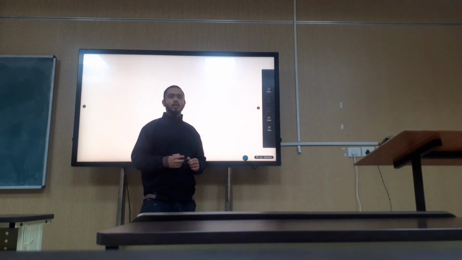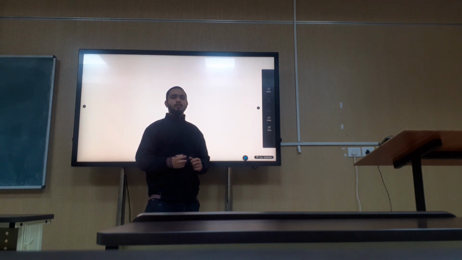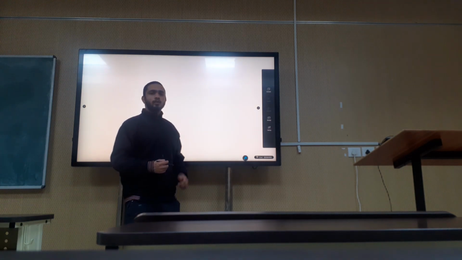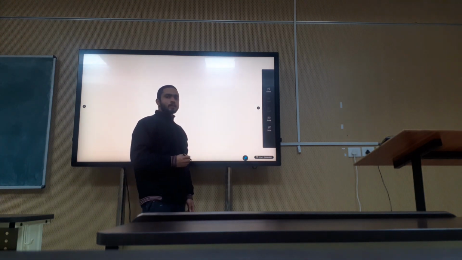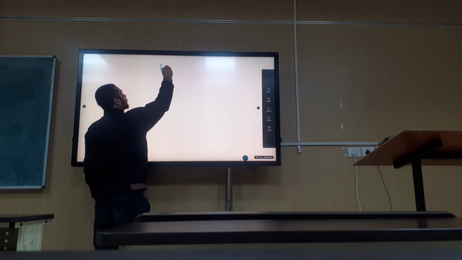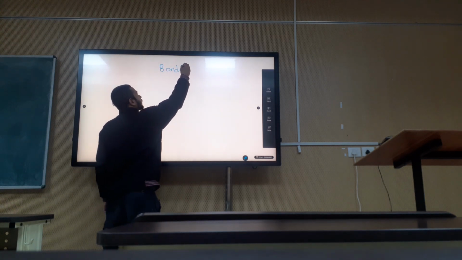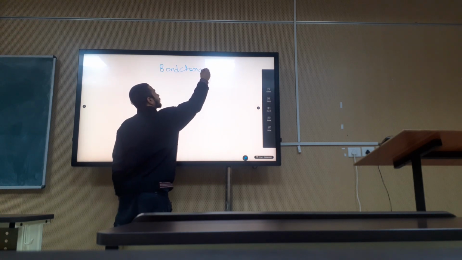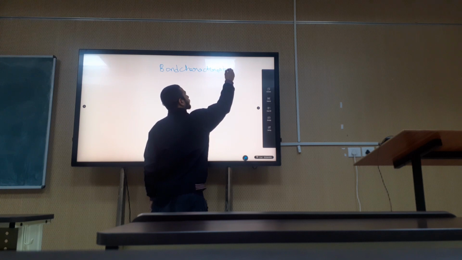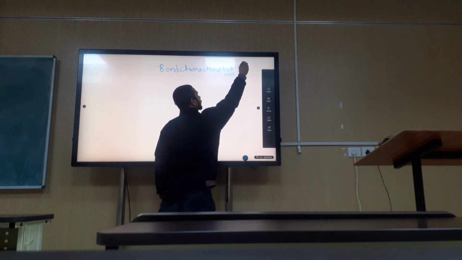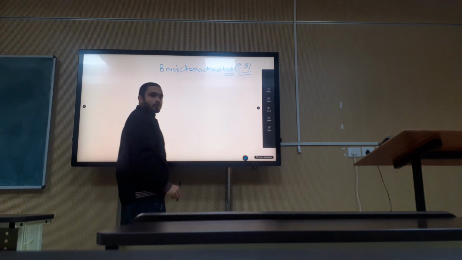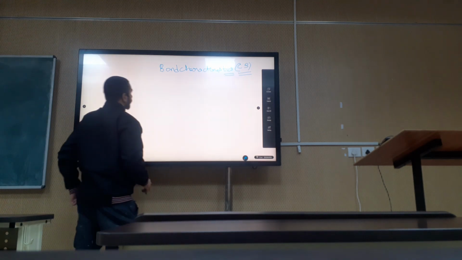Today in the chemical bonding section we will be seeing some of the bond characteristics which are involved in the chemical bonding between the atoms in a particular compound. So what are the different types of bond characteristics that are involved in this chemical bonding topic? Okay, so we will see what the bond characteristics are.